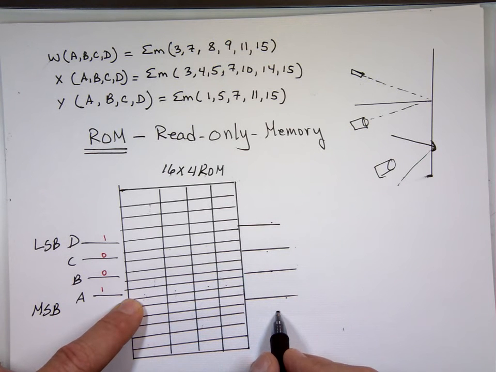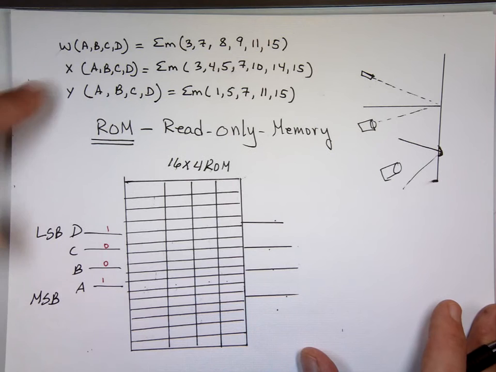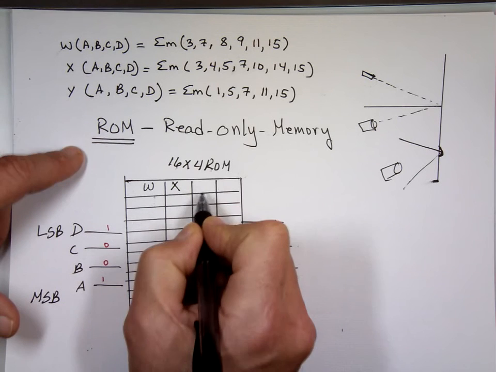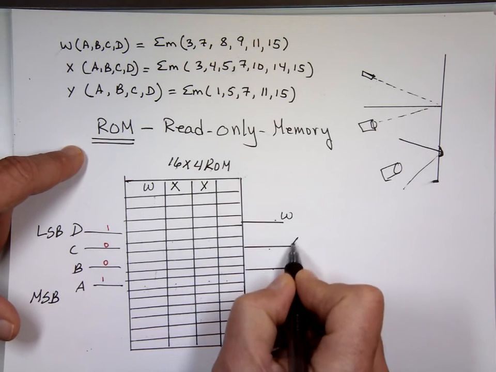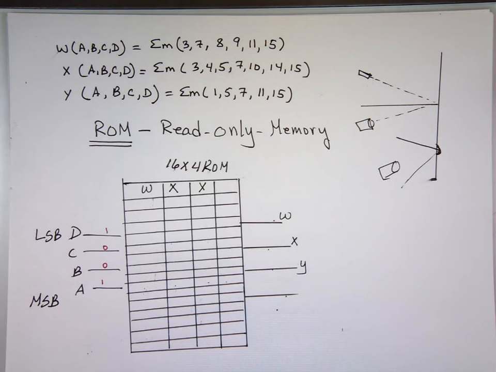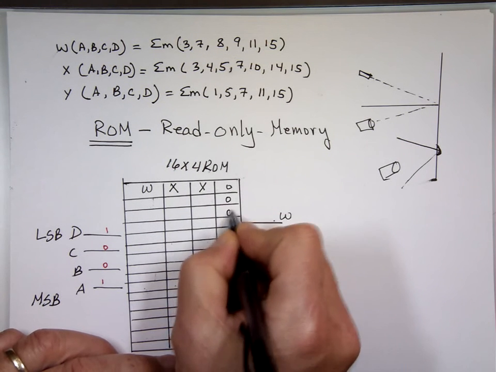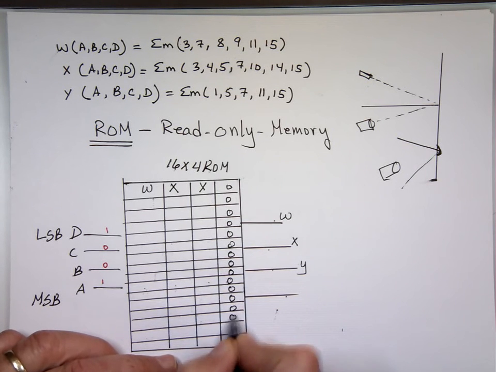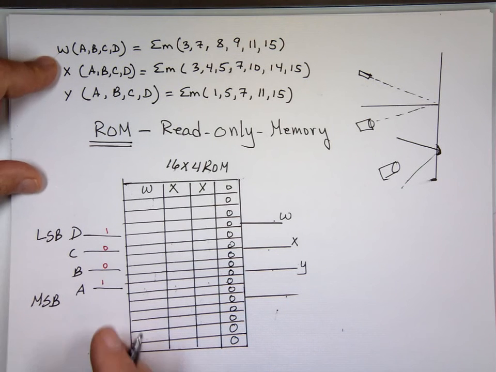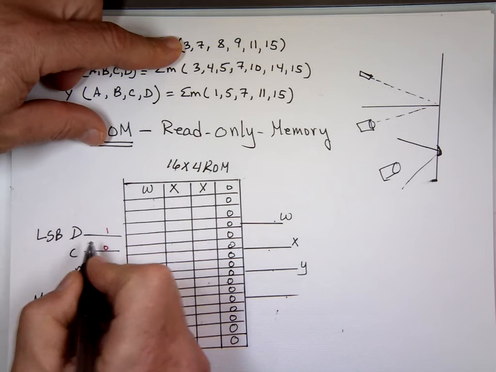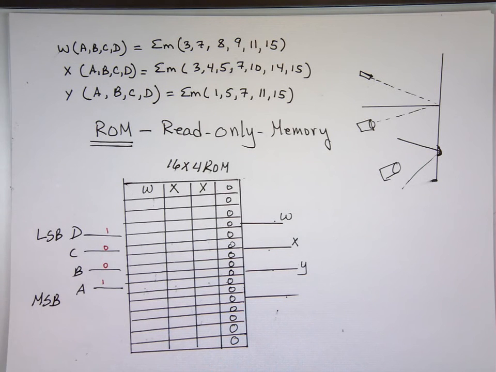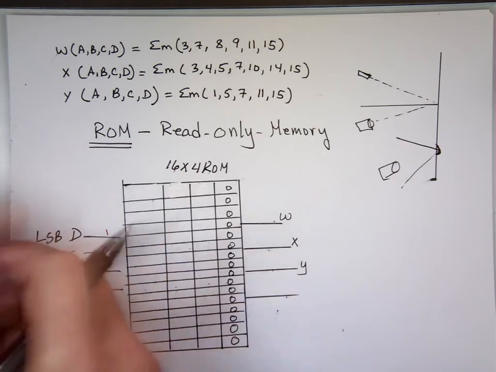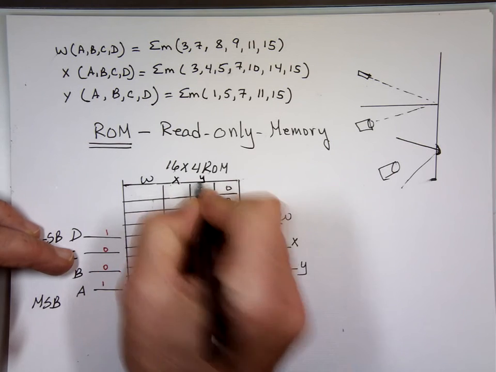So what your job is, for example, let's say I want this to be my W, and this to be my X, and this to be my Y. This is W, X, and Y, and I don't care about the last one, so what do you put there? I can make the last one all zeros. I'm not attaching it anywhere, I don't care. W, X, and Y. So W is going to have a value of 1 where?